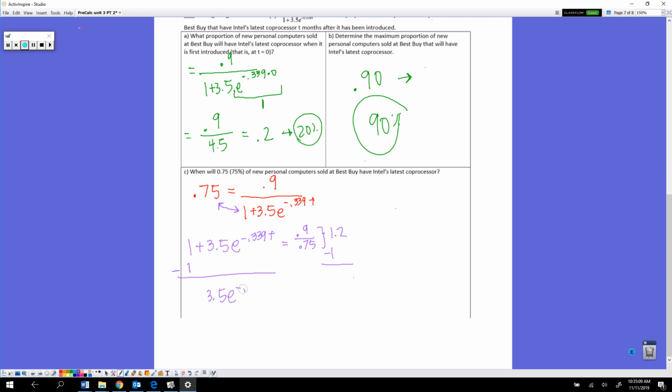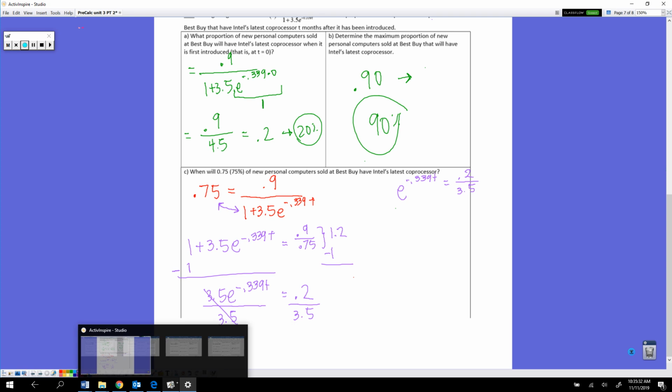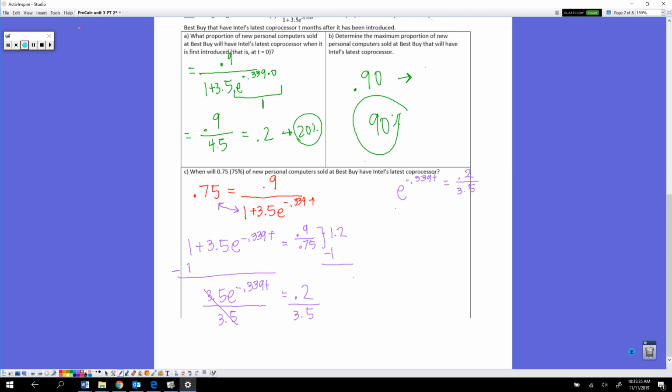3.5 e to the negative 0.339t equals 1.2 minus 1, which is just 0.2. Divided by the 3.5. So e to the negative 0.339t equals 0.2 divided by 3.5. Bases are different, I cannot make them the same. Natural log of both sides. Negative 0.339t equals the natural log of 0.2 divided by 3.5.